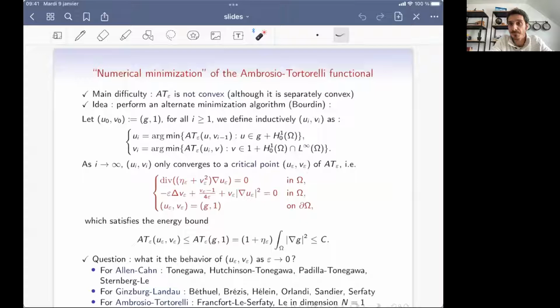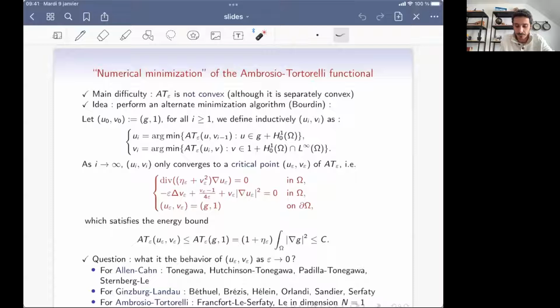I'm going to call it U epsilon, V epsilon. It will be a solution of this system of elliptic PDEs. This is a coupled PDE, because you see that the first equation, the main unknown I should say is U, but the coefficient in the divergence term depends on V. And then you have an elliptic equation with respect to V for the second equation, with a coupling term here which depends on U. And you have Dirichlet boundary conditions.